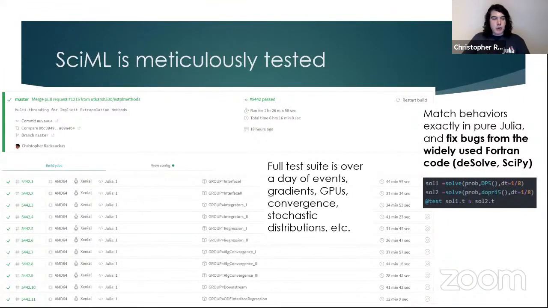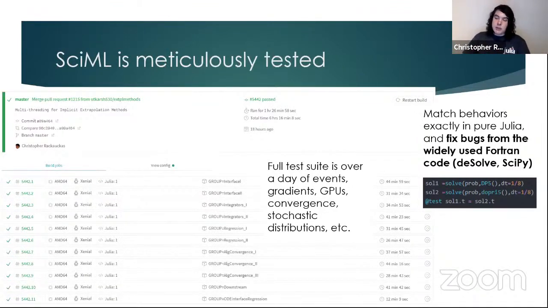For example, our ordinary differential equation solvers go through 6.5 hours of tests for every single change, and it checks things like events, gradients, GPUs, convergence tests on a bunch of different problems. The SDE solvers check their distributions on analytical solutions and against each other. All these different techniques, all these different problems are checked whenever we do any code updates.